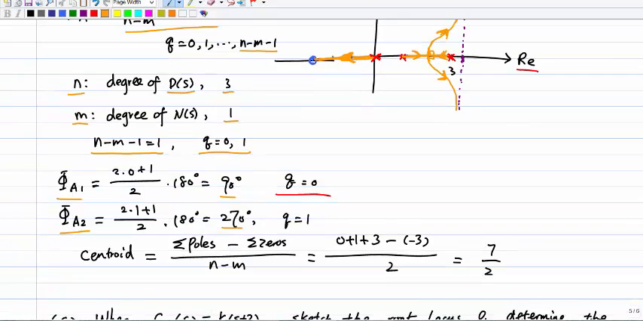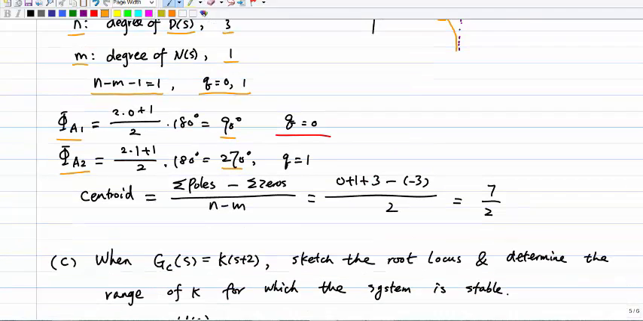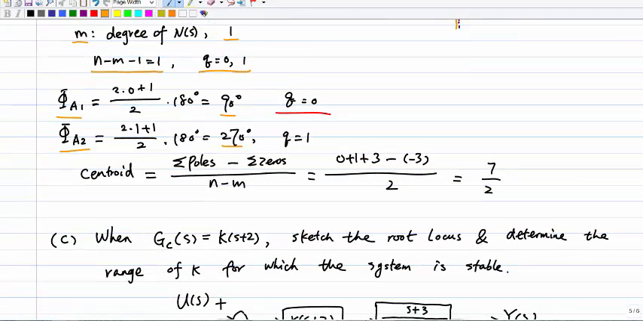To make it stable, we have to change the controller. If you only have Gc(s) as k, it wouldn't work, right? So one idea to make it work is to change the Gc(s) component to k times (s plus 2). We want to see whether this works. Would that be able to stabilize the system? And also, what is the range of k to make it stable?